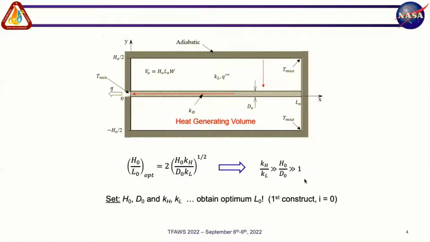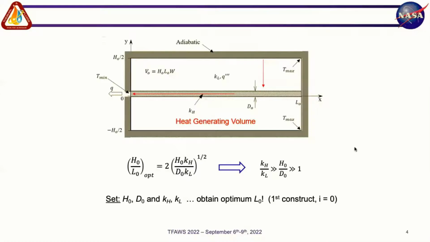The result that we have here, seen as equation 1, indicates that as a thermal design, if I have H0 and D0, which are the height and size of my high thermal conductivity material and the height of the original heat generating material set, and if I also pick the two materials, high thermal conductivity and low thermal conductivity, this equation essentially allows me to obtain what length L0 I should have for my domain to optimize the decrease in the maximum temperature that I obtain in my system.